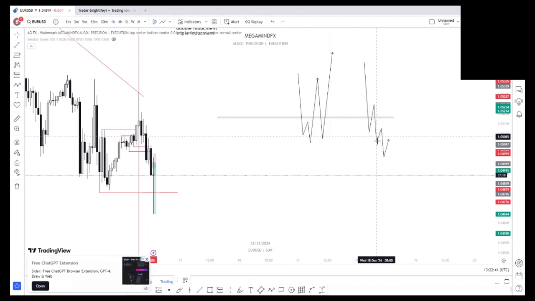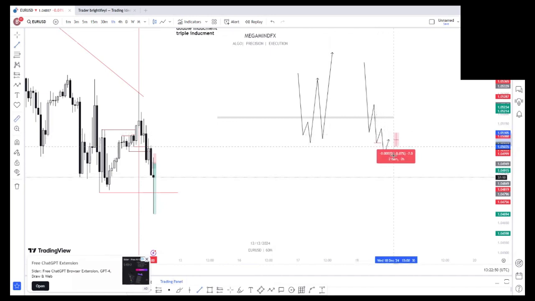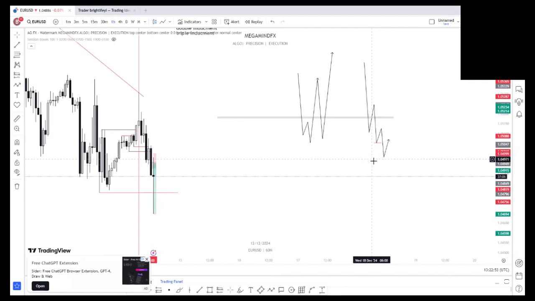But I have this and I bought here and price took me out. You understand? So this violated my buy. That violated my buy. But it doesn't also mean that price is going to continue to sell from here, because this could just be a manipulation and then they can still buy this back. You understand that now?